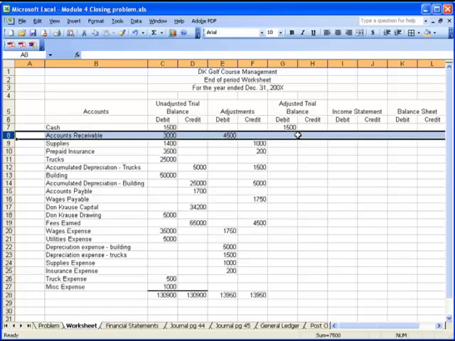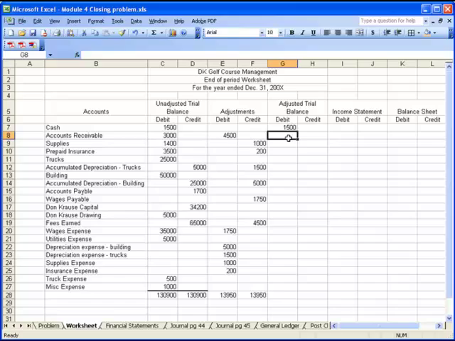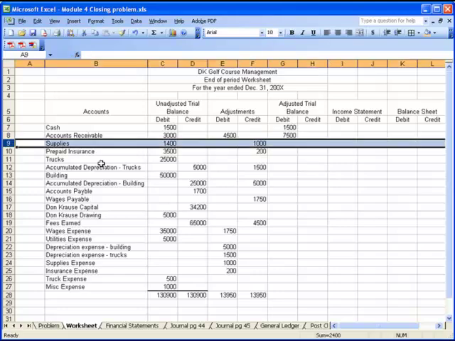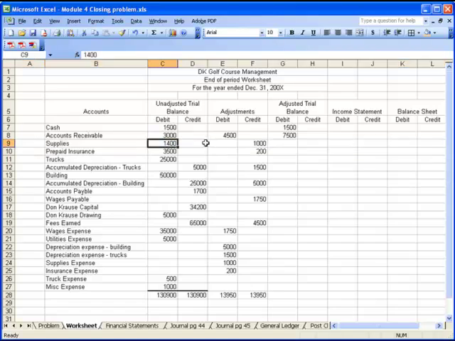Whenever we're moving through this process, if the unadjusted trial balance amount is a debit and the adjustment amount is also a debit, that means we add the two amounts. If they match, we add. If they're both debits, add. If they're both credits, add. If they don't match, if we have one debit and one credit, then we subtract. In this case, they both match. We're going to add. That makes the new balance in our adjusted trial balance a debit of $7,500. Here's our supplies account. We started out with a debit balance of $1,400, and here they don't match.